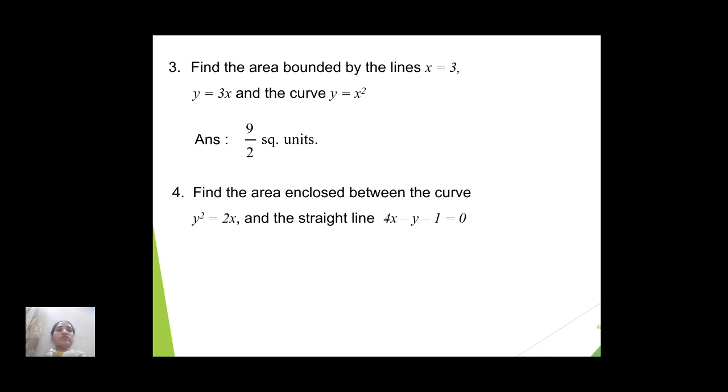Here also from the first equation y square equal to 2x, in the place of 2x we will substitute y square. So 2y square minus y minus 1 equal to 0. So finally we get the answer 9 by 32.